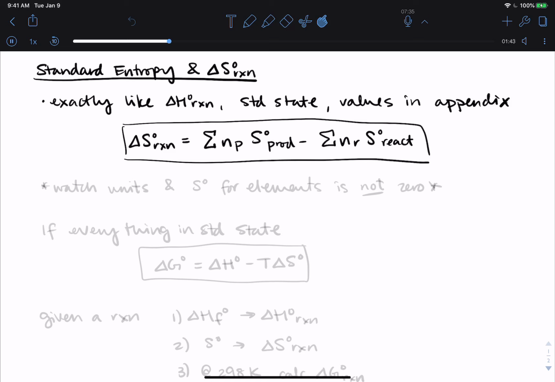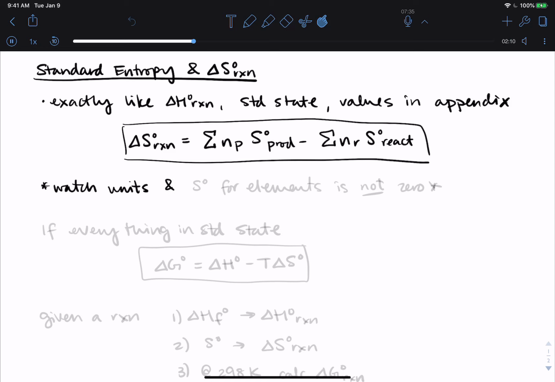Now, remember to watch units, because the entropy units are going to be in joules per Kelvin. And if you need to combine this, say when you calculate delta G, your delta H units are probably in kilojoules. You can convert in whichever direction you like, as long as the units match when you add them together.